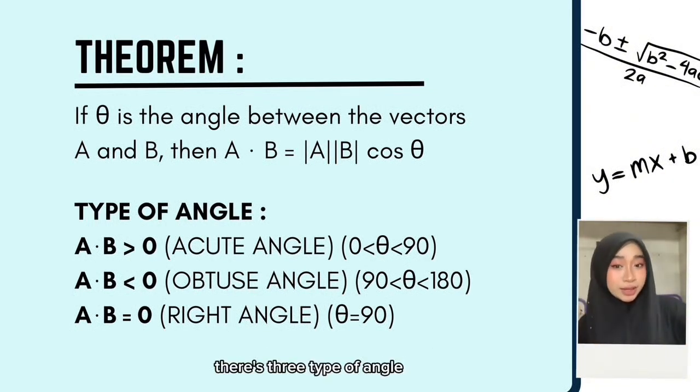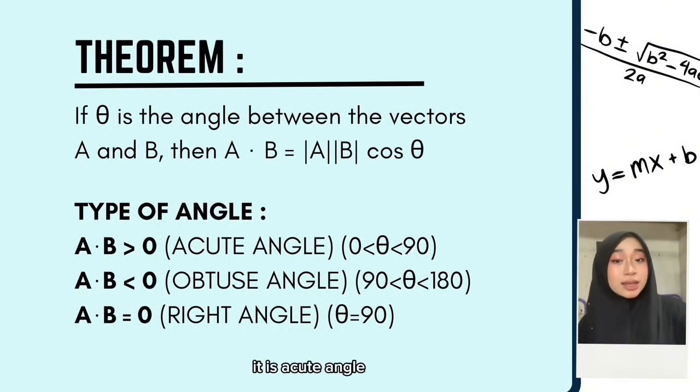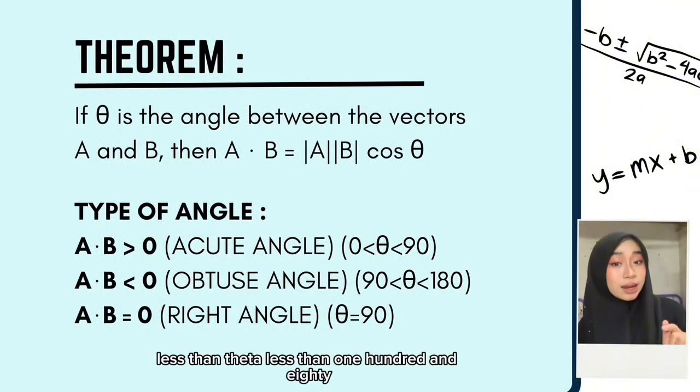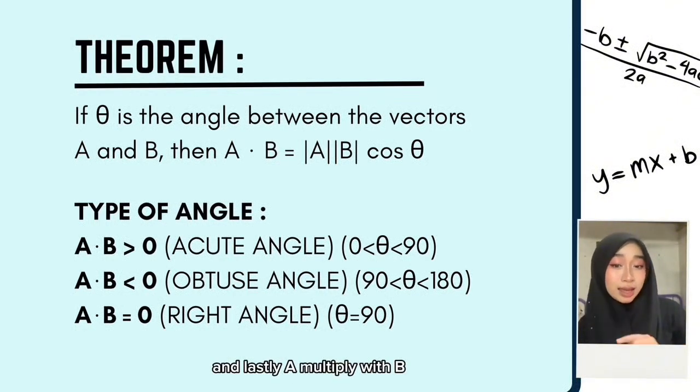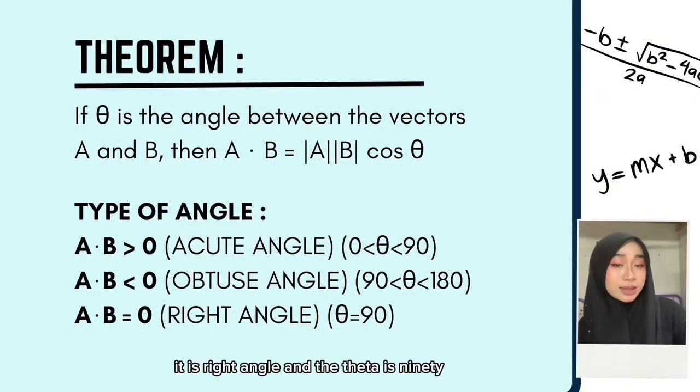There are three types of angle. First, A dot B greater than 0. It is an acute angle. The degree is 0 less than theta less than 90. Secondly, A dot B less than 0. It is an obtuse angle. The degree is 90 less than theta less than 180. And lastly, A dot B equals 0. It is a right angle and theta is 90.